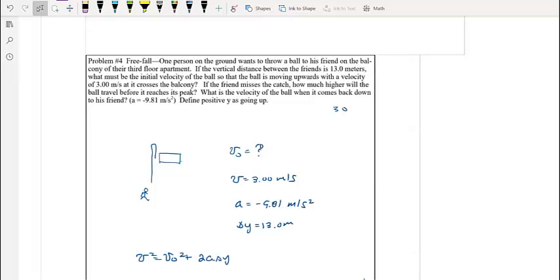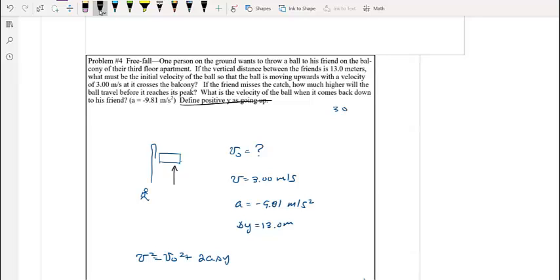So the first part is calculating the initial velocity. So these are the things we know. We know the final velocity here is 3 meters per second. We know that the acceleration is negative 9.81 meters per second squared, and we know delta y is positive because we're going positive y direction upward, as it says right there.